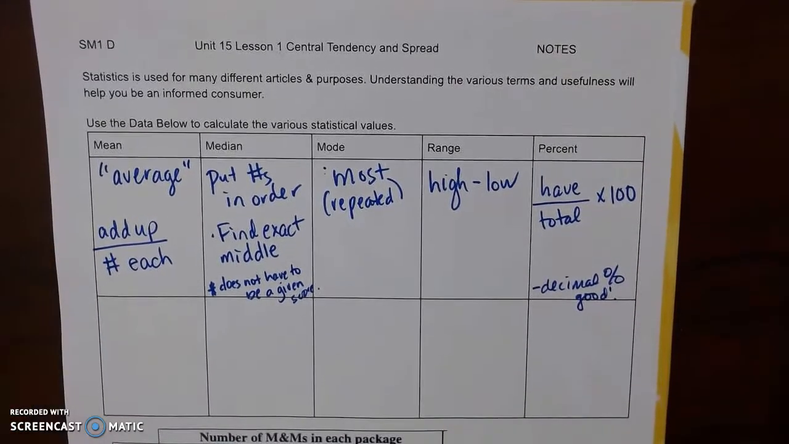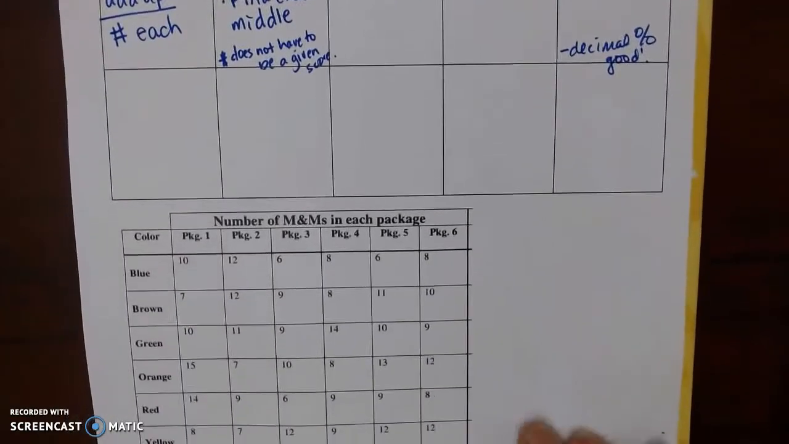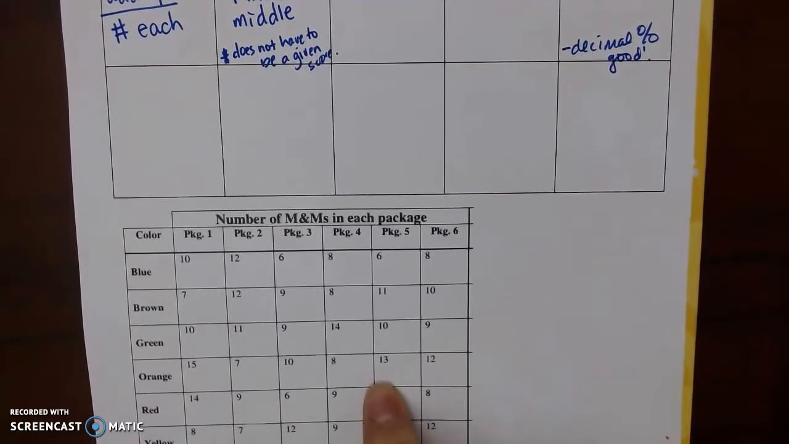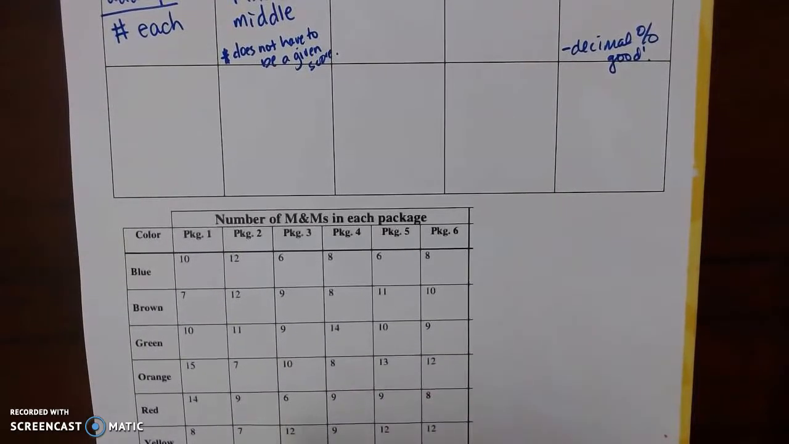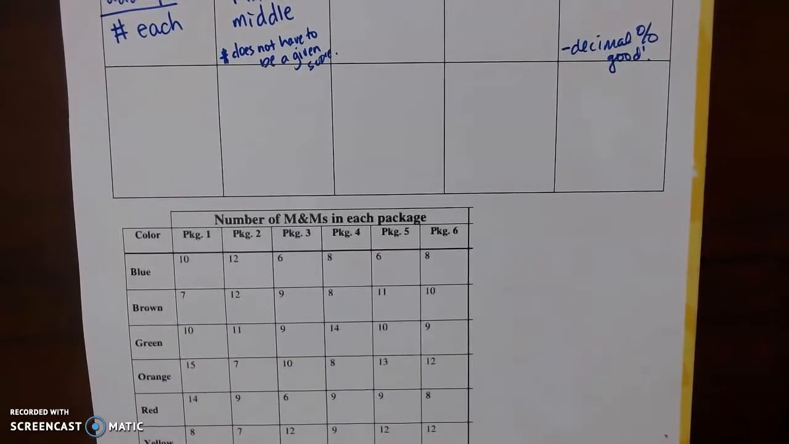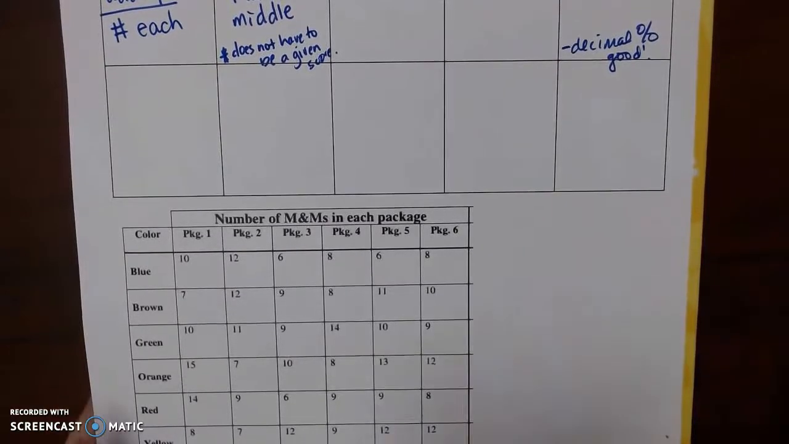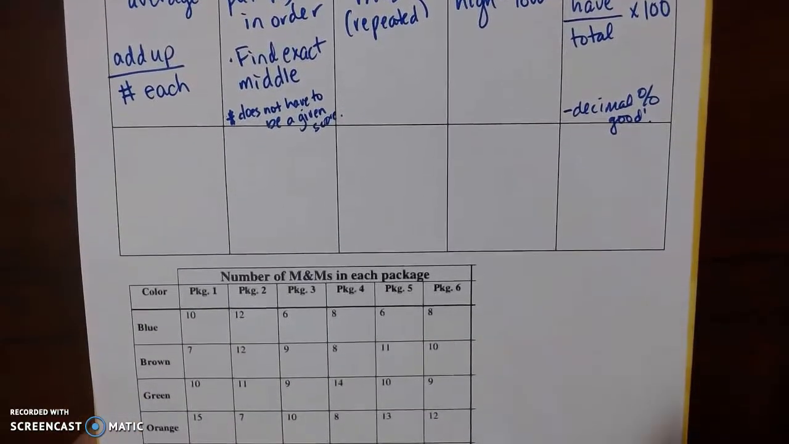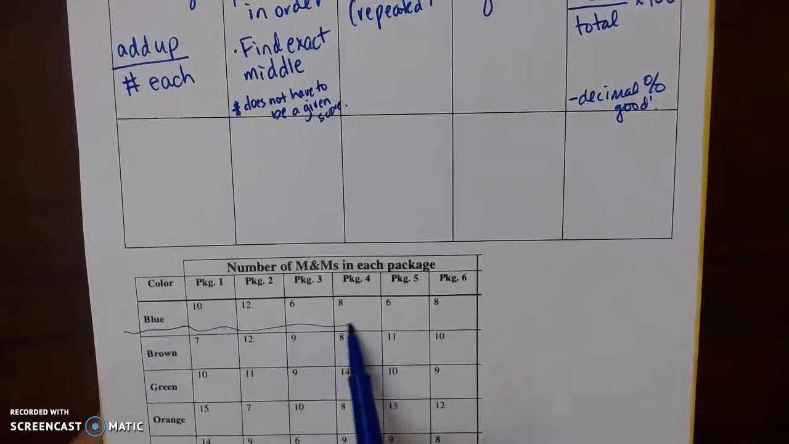All right. So on your homework, you're going to get one of these charts, and I tell you they're different numbers, but I tell you to pick any two colors that you want. So your teacher will know all the answers for all the colors. So I'm just going to pick blue because it's on top. I'm just going to do one of them.